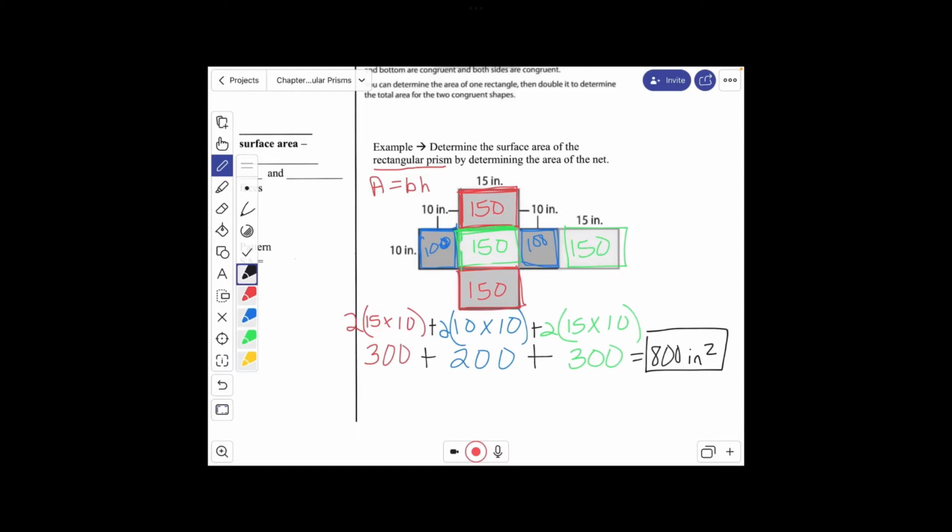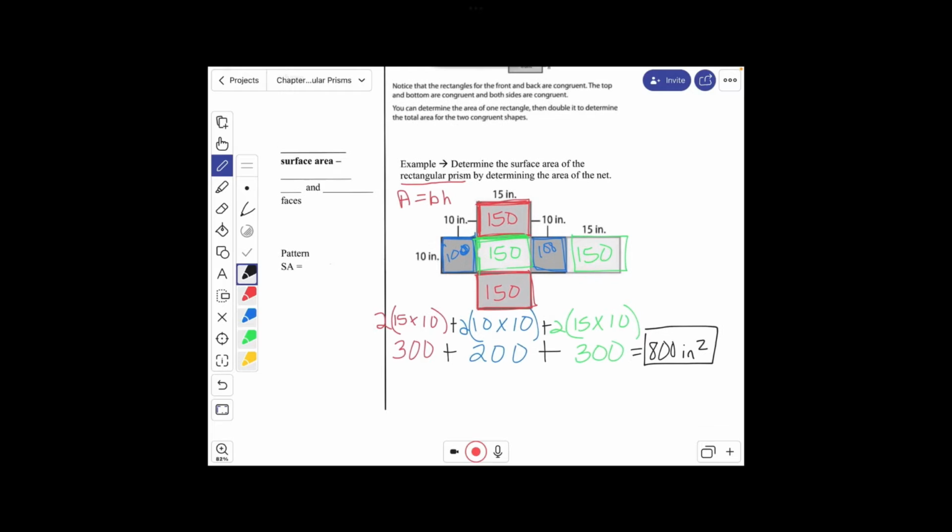Okay, so there's kind of a pattern. If you'll see, we used every number twice. 15 got used twice, and 10 got used twice. And then the other 10 also got used twice. So there's a little bit of a pattern if you see it.